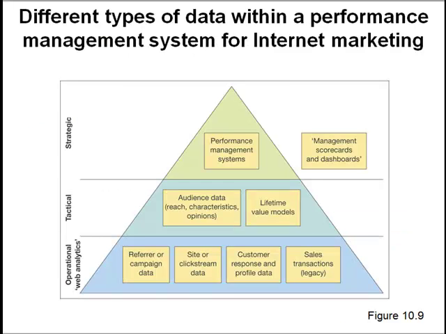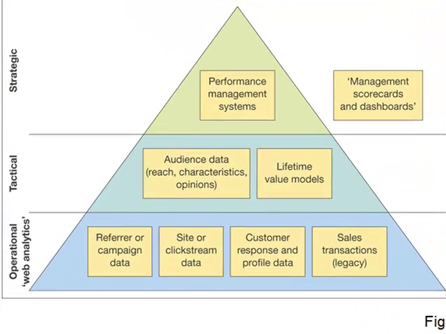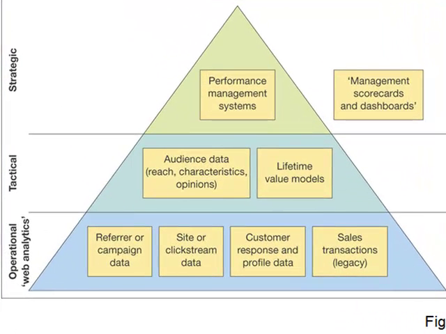And then there are different types of data within a performance management system for internet marketing. If you take a look at this chart, which is figure 10.9, what you can see is there are operational web analytics that are often reviewed, which are click streams, your customer response profile, and very importantly, any sales transaction. And then there's the second tier, which would be the audience data.